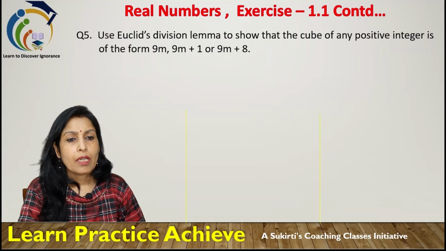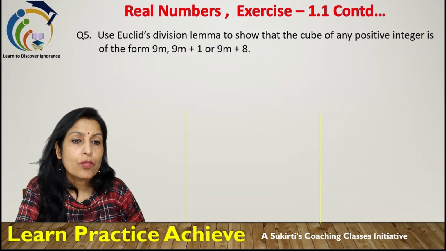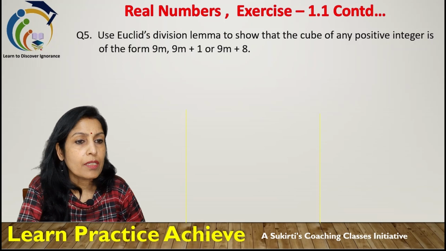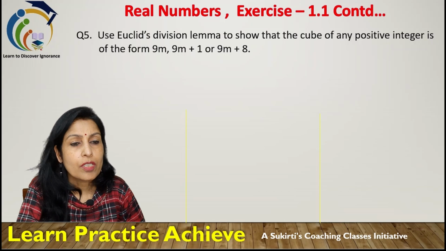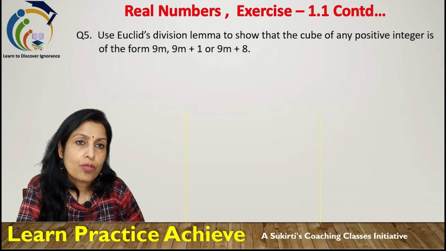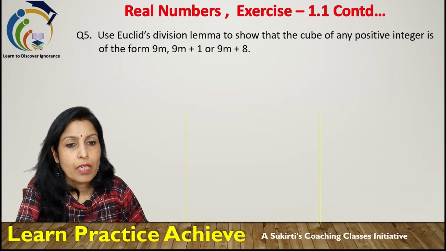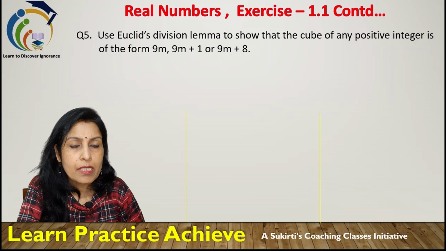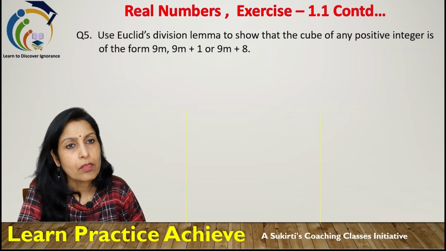Now we will do the last question of this exercise 1.1, that is question number 5. Use Euclid's division lemma to show that the cube of any positive integer is in the form of 9m, 9m plus 1 or 9m plus 8. This question is exactly the same as question number 4. There it was written square, here it is written cube. So I will just give you a few hints on how to solve, and the rest you will solve yourself. If you face any problem, write it through email or write it in the comment box.